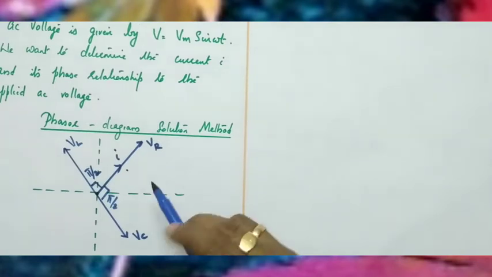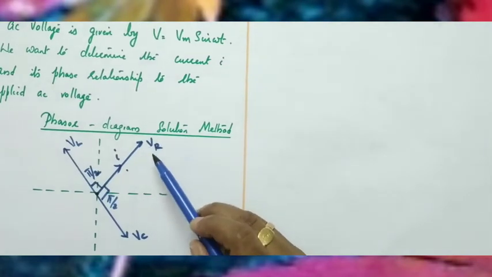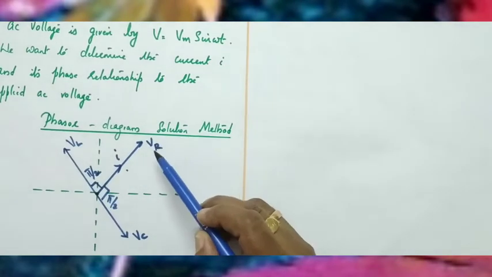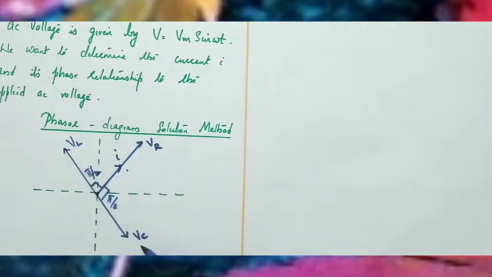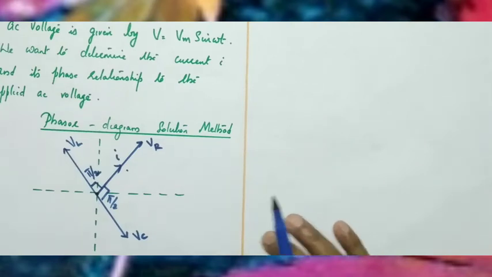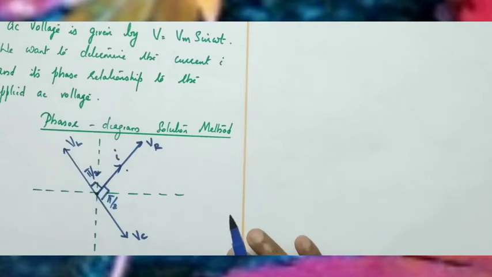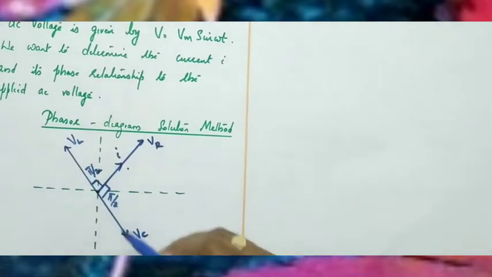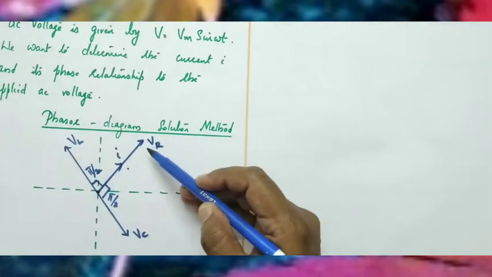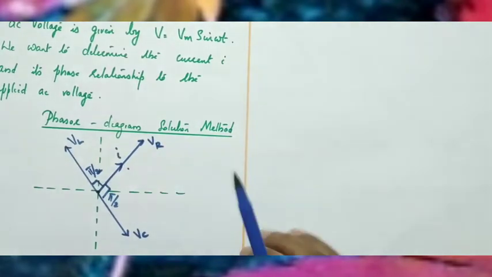Now, how many voltage phasors are there? VR, VL and VC. If three vectors are there, we can add them by using the polygon law of vector addition. But in the 11th standard, you have studied only the triangle law and the parallelogram law of vector addition for the addition of two vectors. Now, here three voltage vectors are there. Therefore, we can convert three vectors into two vectors.